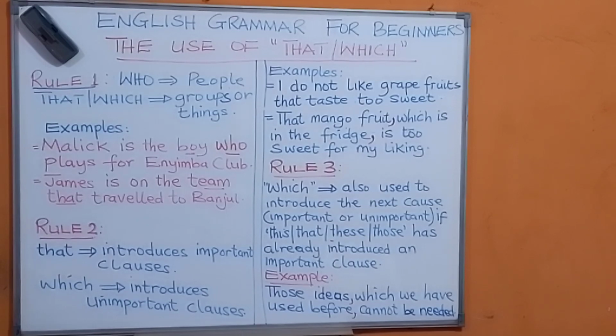Now look at another example. Another example is that mango fruit, which is in my cupboard, is too sweet for my liking. Look at another example also. That is a decision which you must live with for the rest of your life.